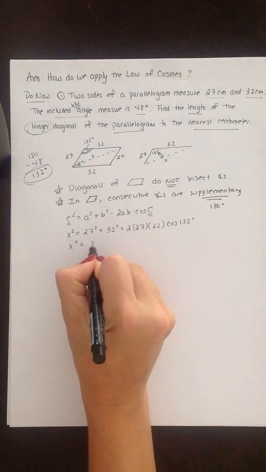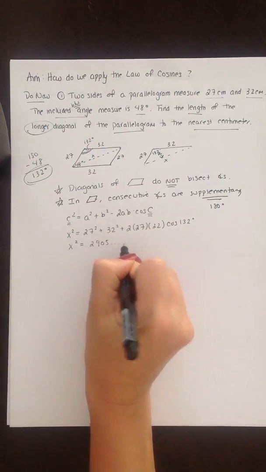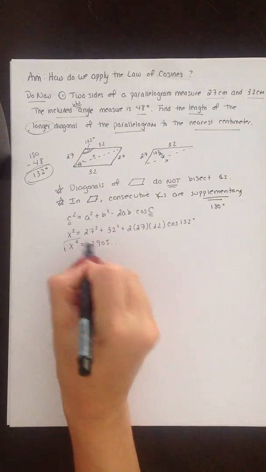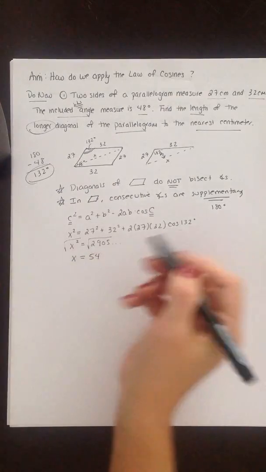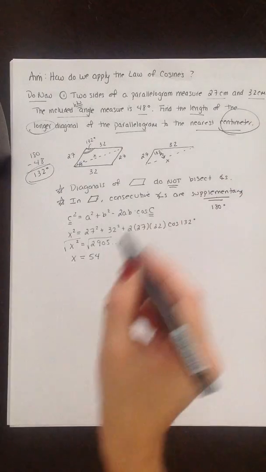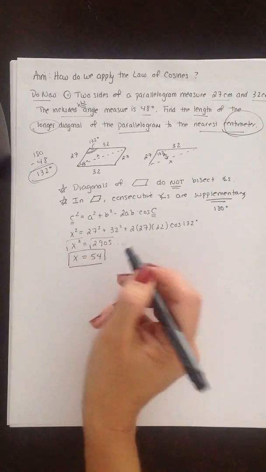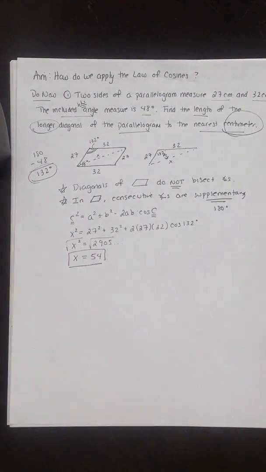You can plug this into your calculator and you'll find that x squared is equal to some big number like 2905, something like that, with a bunch of decimals. And when you square root both sides, you'll find that x to the nearest whole centimeter would be equal to 54 centimeters. The longer diagonal is 54 centimeters.